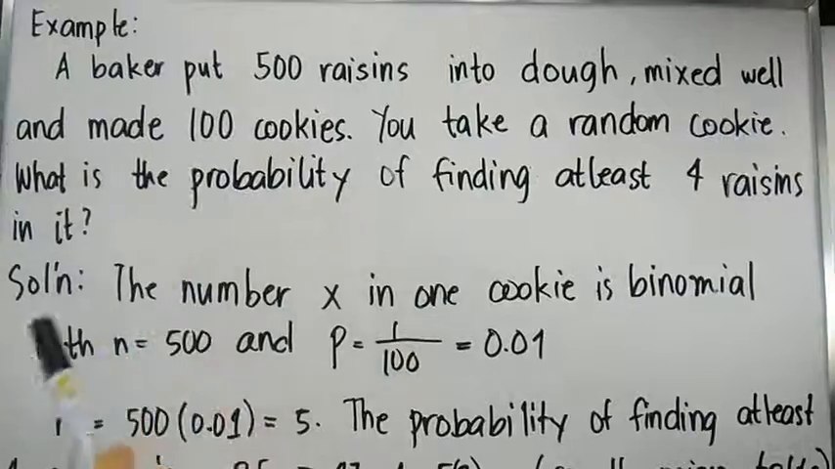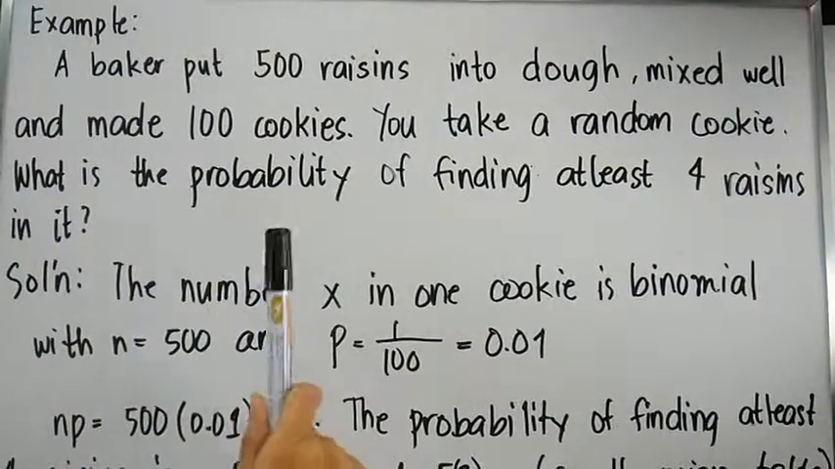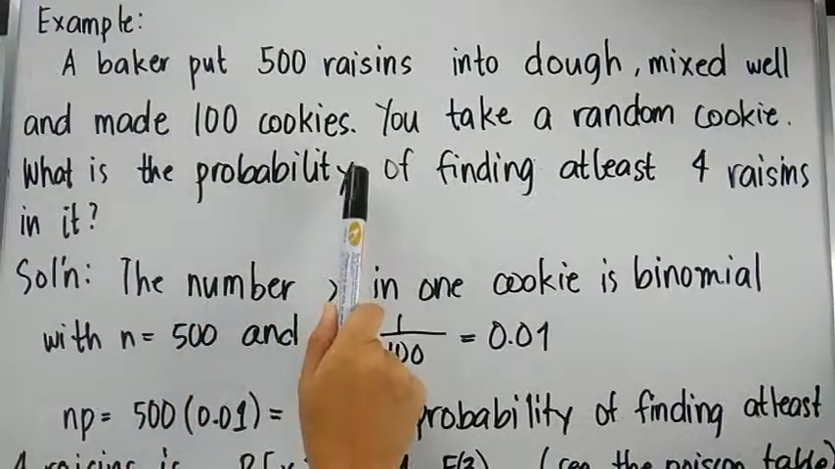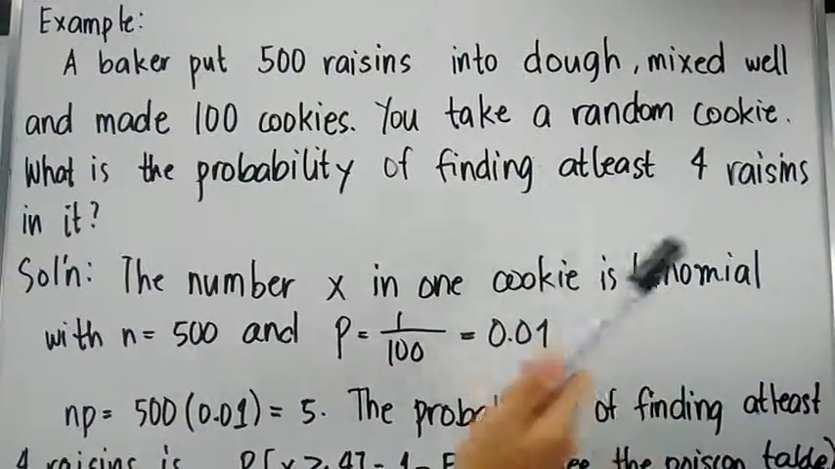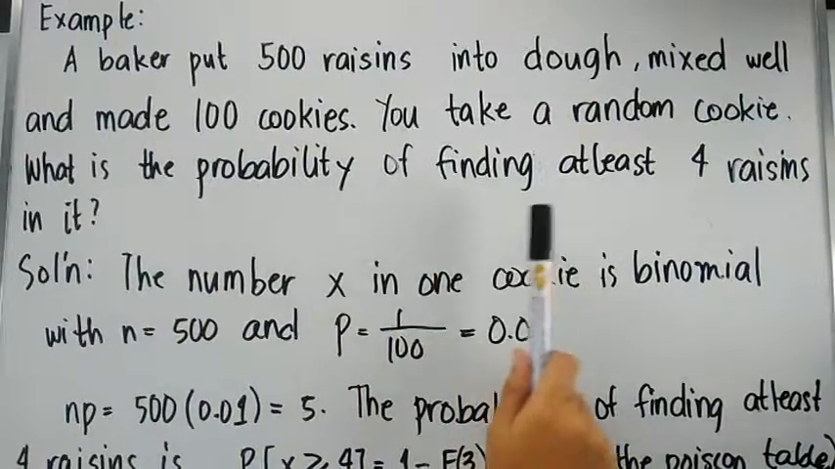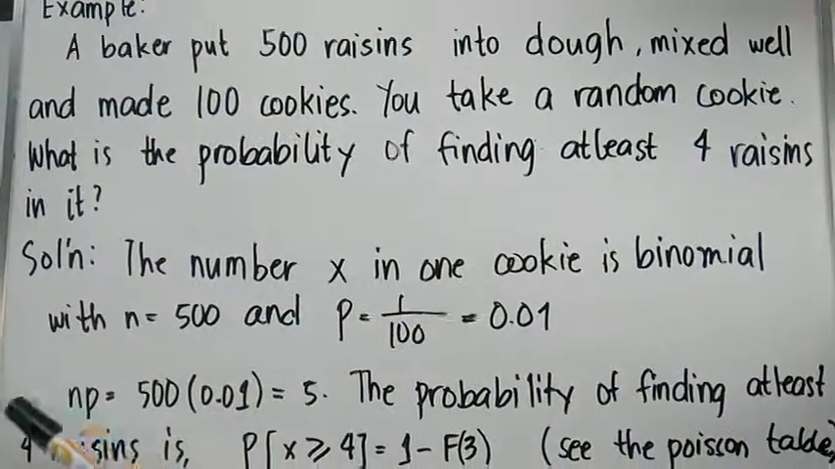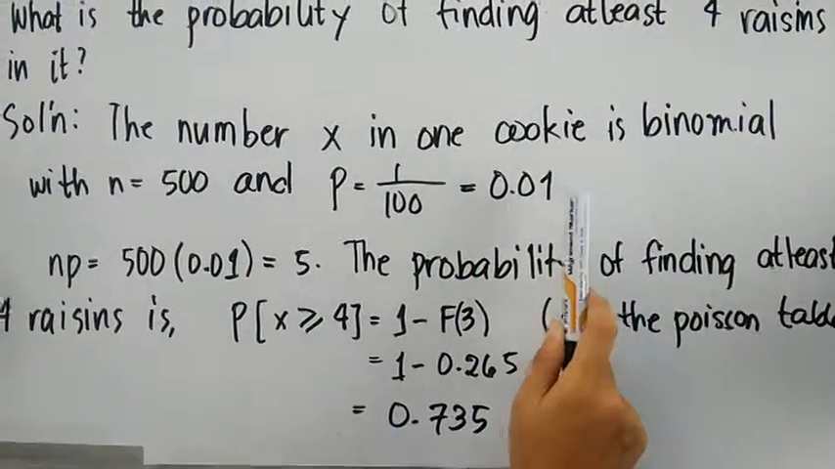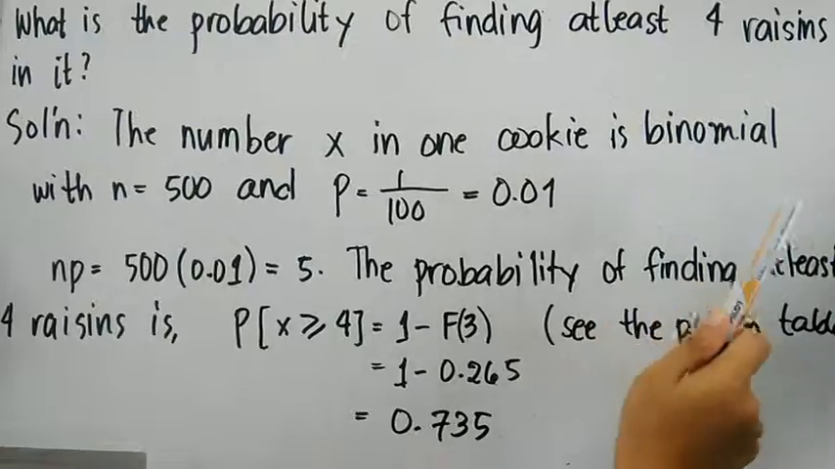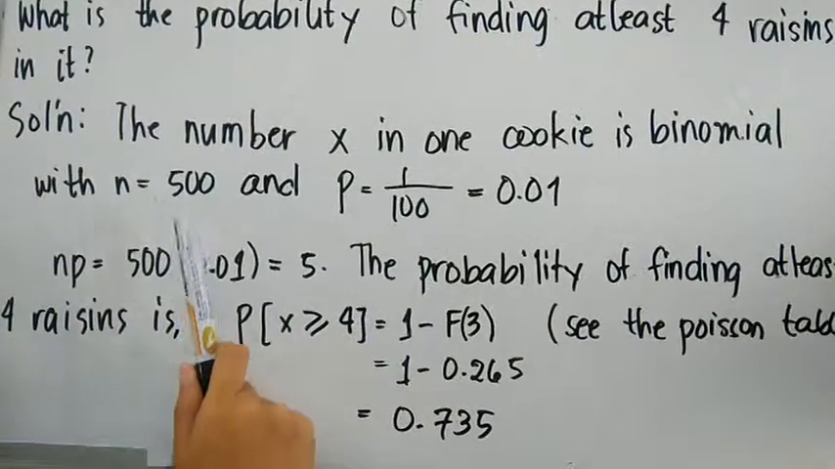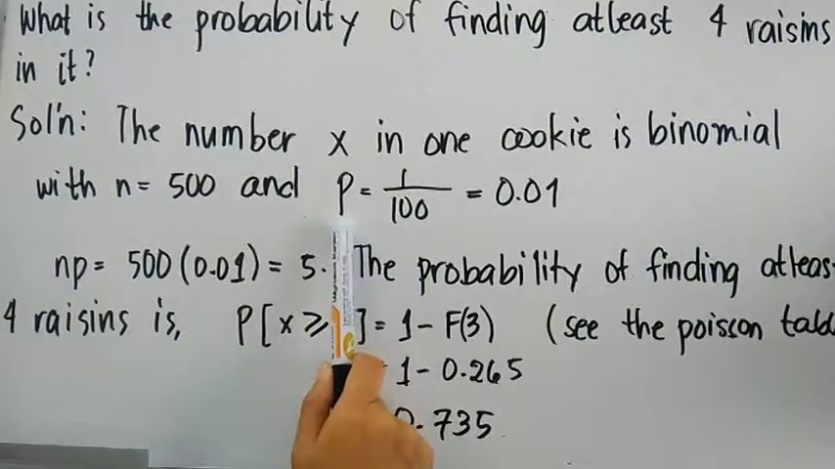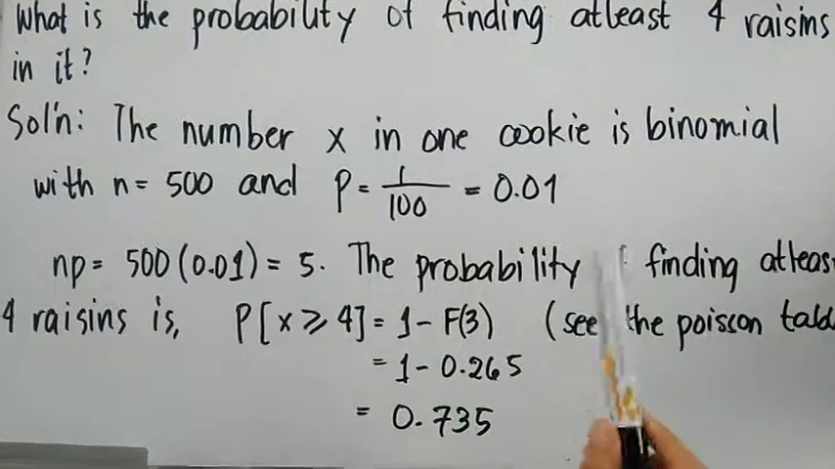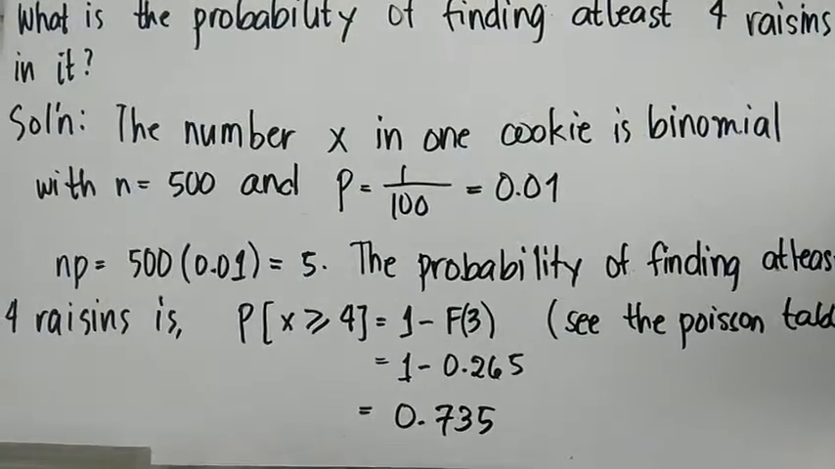So for our example, we have a baker who put 500 raisins into dough, mixed well, and made 100 cookies. You take a random cookie. What is the probability of finding at least 4 raisins in it? So for the solution, we have the number x in 1 cookie. In 1 cookie, it is binomial with n equal to 500 and p equal to 1/100 or 0.01, which is the probability of getting 1 cookie.